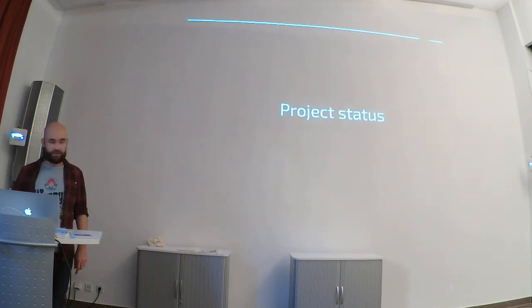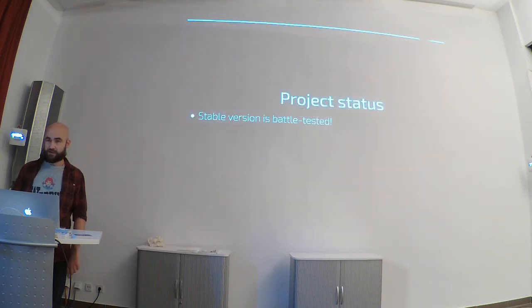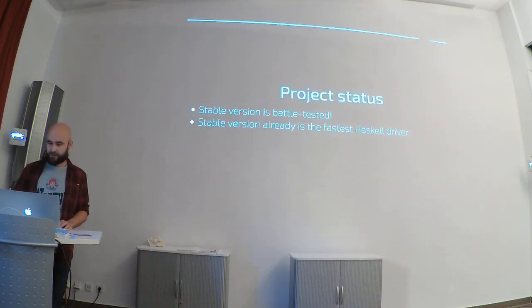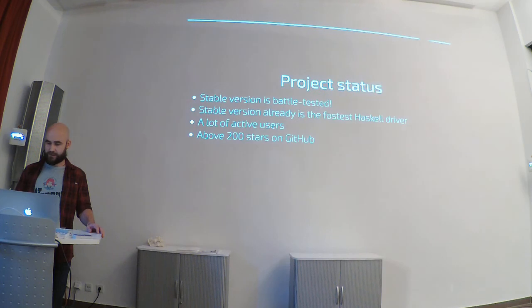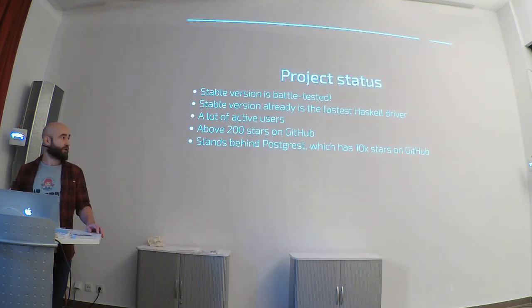And project status is that the stable version, which is released as 1.something, is battle tested. It is already the fastest Haskell driver, and the newer version will be even faster. It has a lot of active users, it has 200 stars on GitHub, and it stands behind PostgREST, the project which has 10,000 stars on GitHub. It is a really popular project.